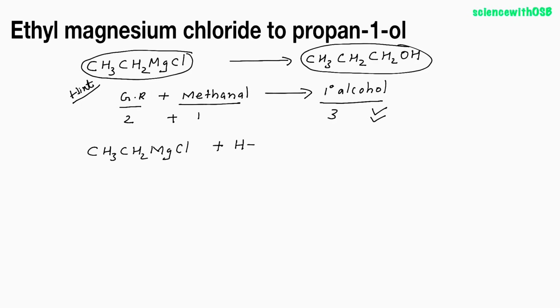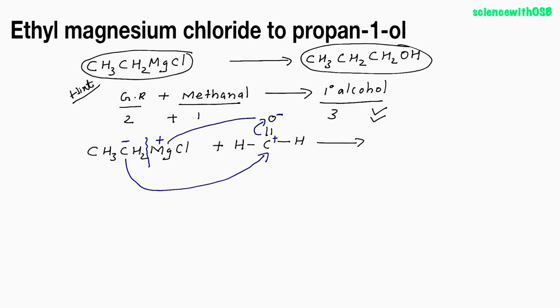It is reacting with what? Methanal. What is methanal? HCHO. Correct? Okay, now how does the reaction happen? See, this bond shifts towards here. Oxygen becomes negative, carbon becomes positive. This bond will break, C becomes negative, Mg becomes positive, and this C will go towards this carbon, Mg goes towards oxygen. Correct?